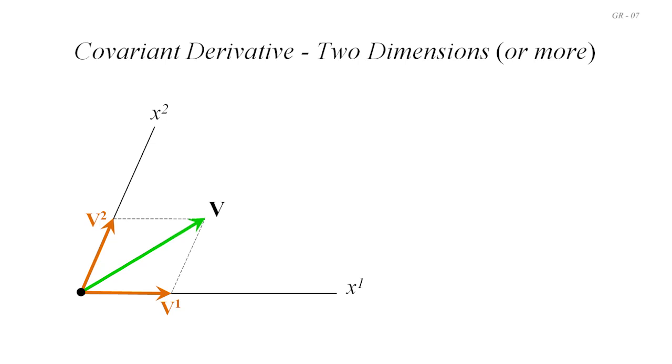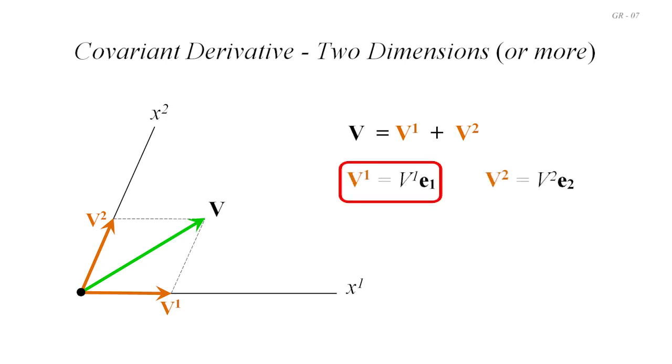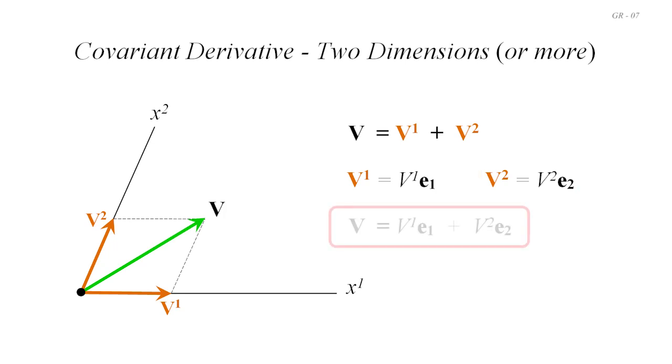The lengths of these orange vectors here represent the actual size of the contravariant components v¹ and v², and the mathematical representation of this addition is simply v equals v₁ plus v₂, where v₁ is v¹e₁ and v₂ is v²e₂, and so we can write this vector equation, v equals v¹e₁ plus v²e₂.